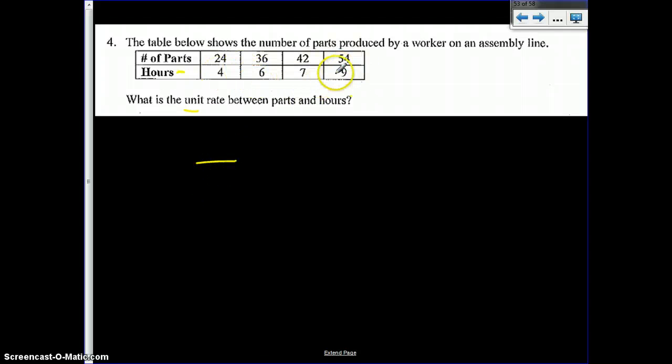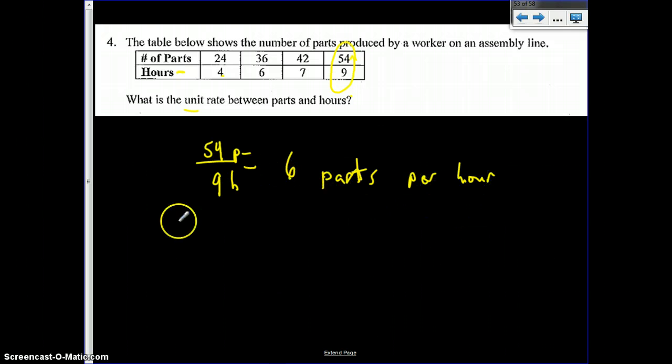4. We could use this. I would always use the smaller ones, but since we used this in the warm-up, let's just show you that it's the same if you use this. So we'll put our hours on bottom, our denominator. So we have 54 parts in 9 hours. So when you divide, what do you get? 6 parts per hour. Is that the same thing we got in the warm-up? Yes. In the warm-up we did these two, but no matter which two you do, you should get that 6, regardless of what you divide. Any questions about number 4?